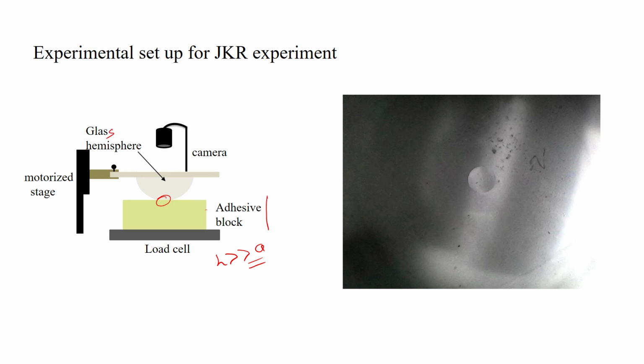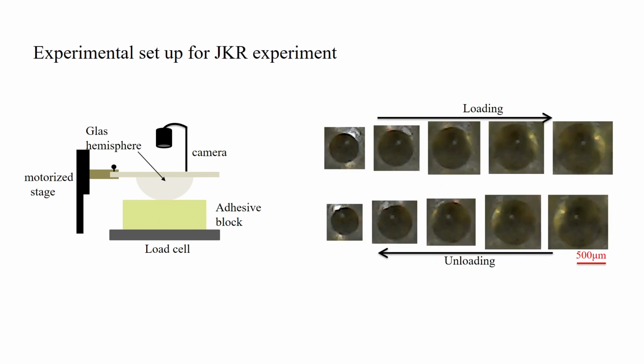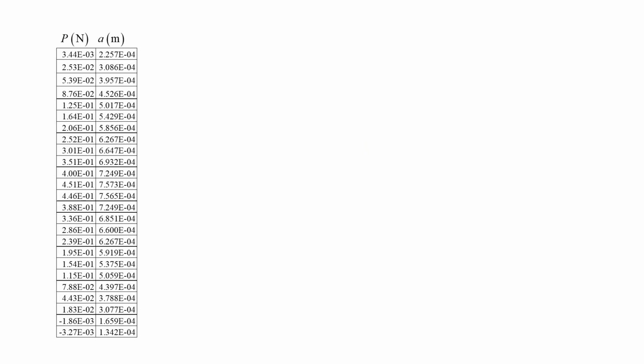Now, here again, by using a camera, you are capturing the contact radius, contact area, which is a circle because it is a sphere, and then you obtain loading and unloading, different contact radius, contact area, and then you have the data like this, as I was telling you, with respect to P0 and this is the contact radius. So the contact radius first increases up to this point, this is the loading stage, and then this is unloading.